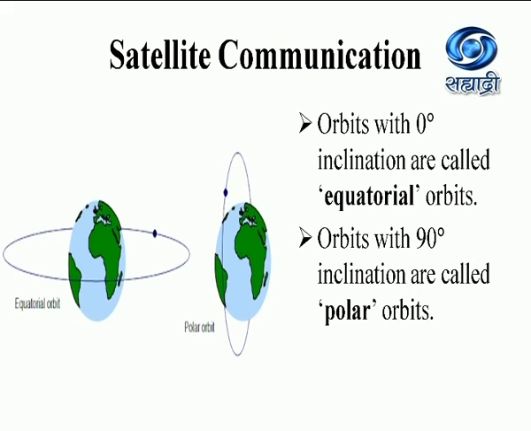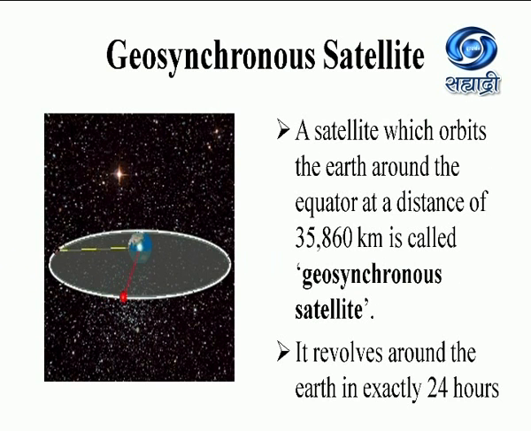The orbits with 0-degree inclination are called equatorial orbits, and orbits with 90-degree inclination are called polar orbits. So you can see this picture with equatorial orbit and polar orbit.